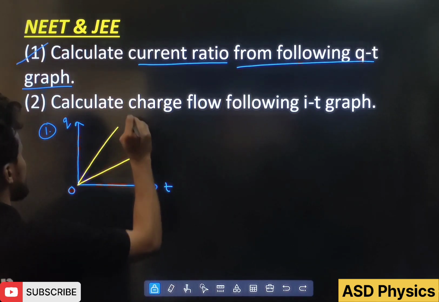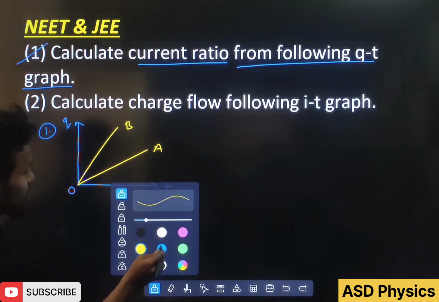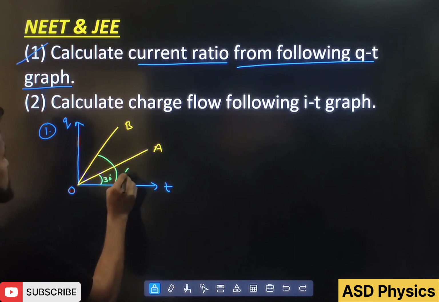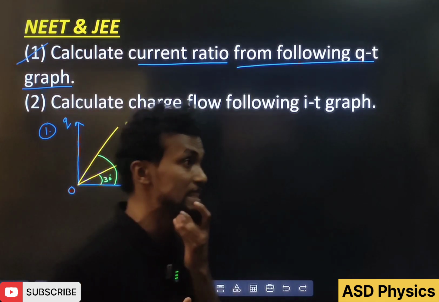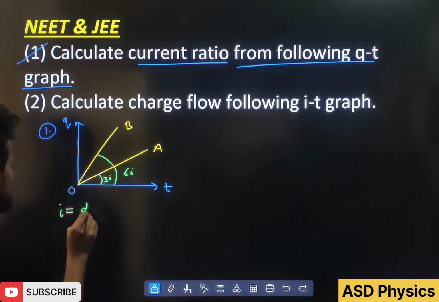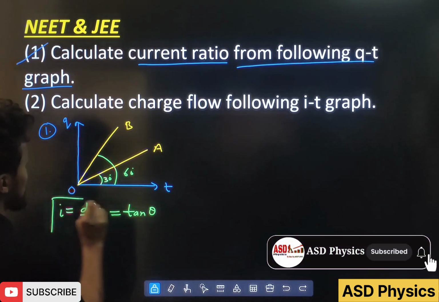This is one graph, this is another graph. This is for material A, this is for material B. Some angles used to be given. Let's take this angle 30 degree, this angle 60 degree. You know very well the significance of the differentiation slope. So here the slope is given by I equal to dq by dt, and here we can write tan theta. This is the formula.